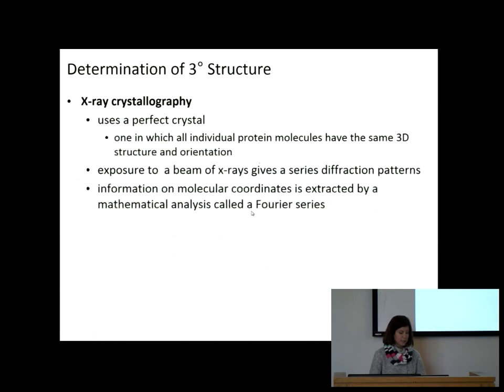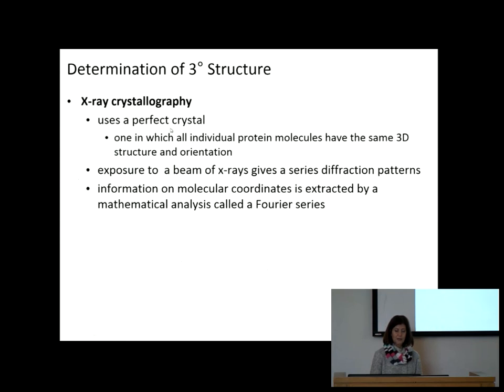So in our quest to understand how proteins work, we often want to know the exact three-dimensional shape, because we can't just take a look at the amino acid sequence and say, hey, it's going to fold like that. We can take a guess, and we'll talk about that later, but we don't know for sure. So we take an X-ray of our protein.